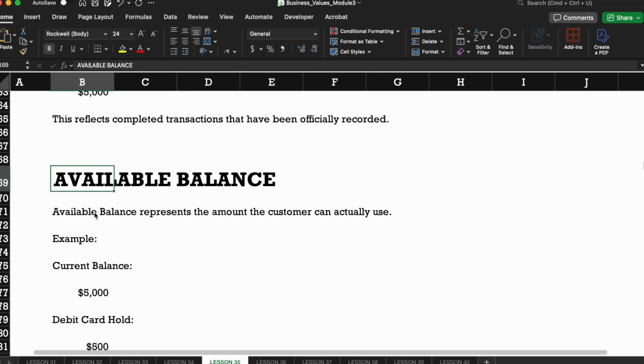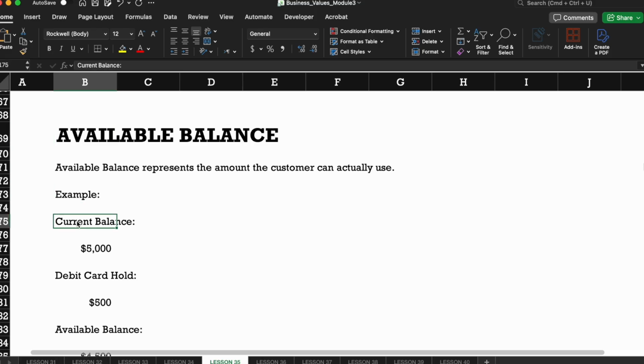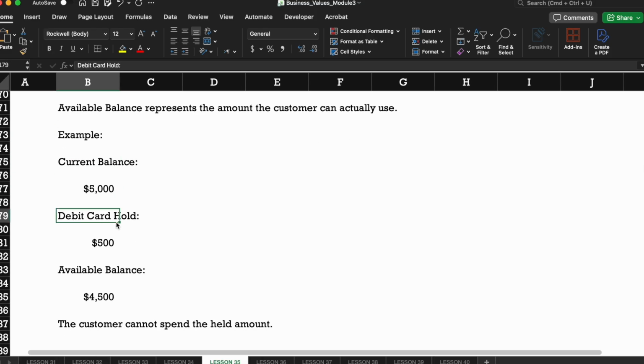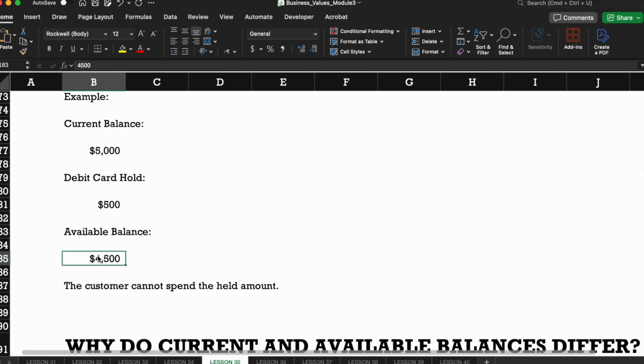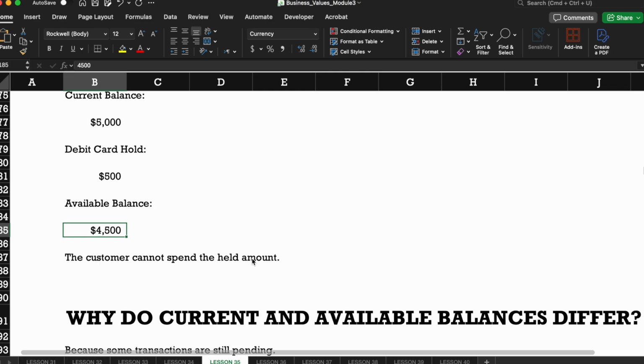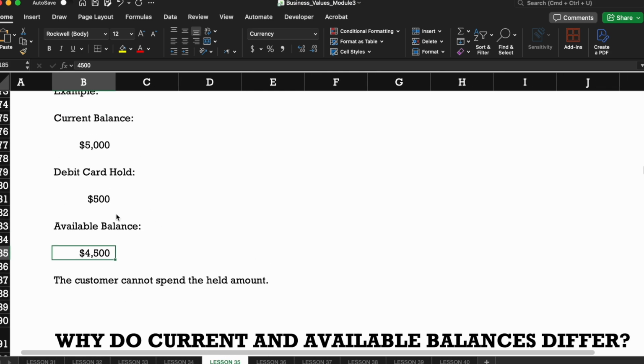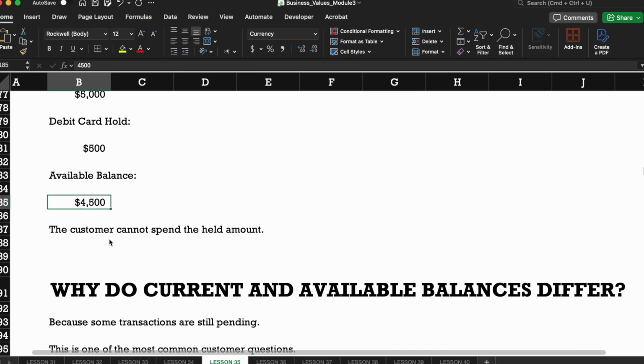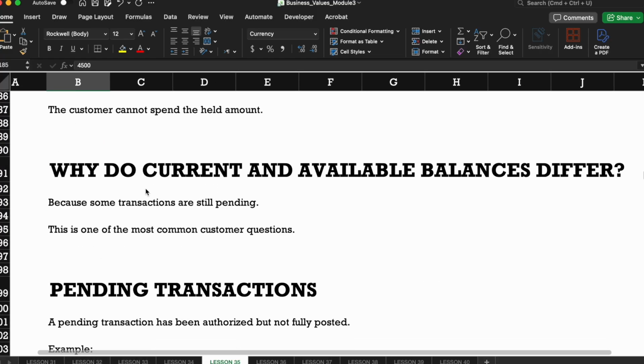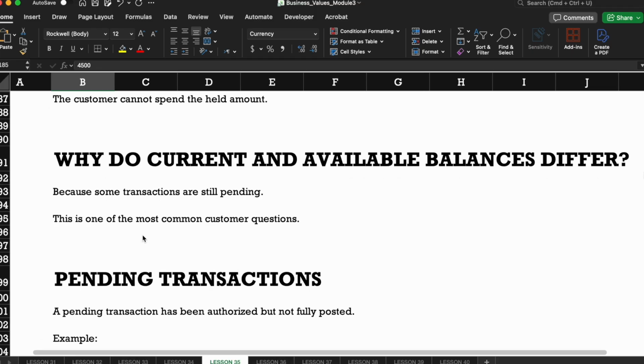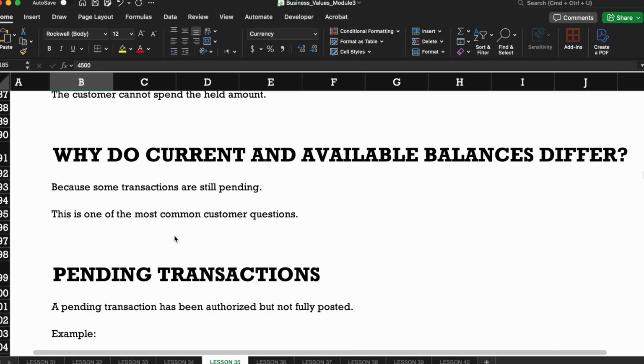So available balance represents the amount the customer can actually use. Example, current balance $5,000, debit card hold 500. This will happen usually when you deposit a check, right? So available balance 4,500. The customer cannot spend the held amount; it is held for verification, right? So why are current and available balance different? Because some transactions are still pending. This is one of the most common customer questions.